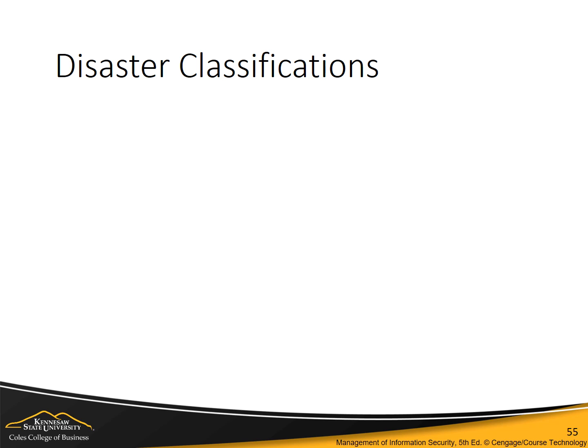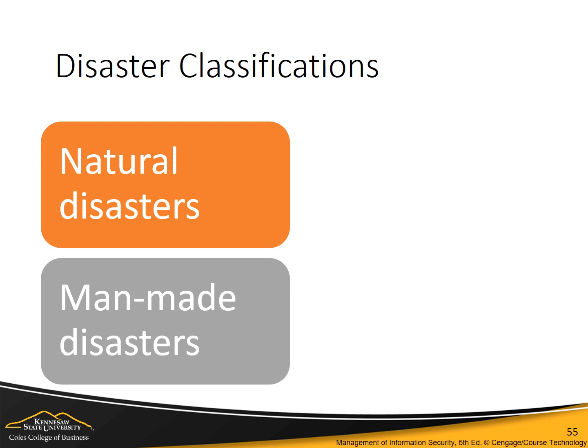A disaster recovery plan can classify disasters in a number of ways. Natural disasters, something beyond the control of the organization, an act of God. Or man-made disasters, someone hacks into the system or an employee makes a mistake or a control fails.